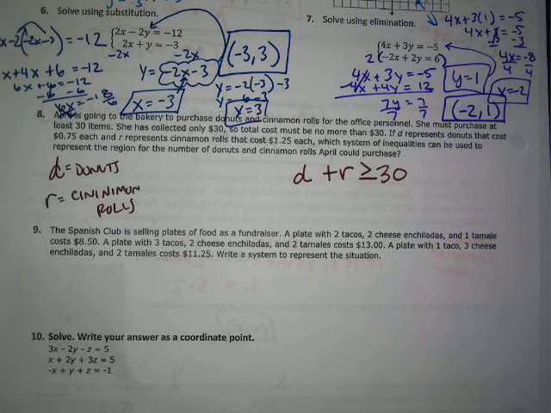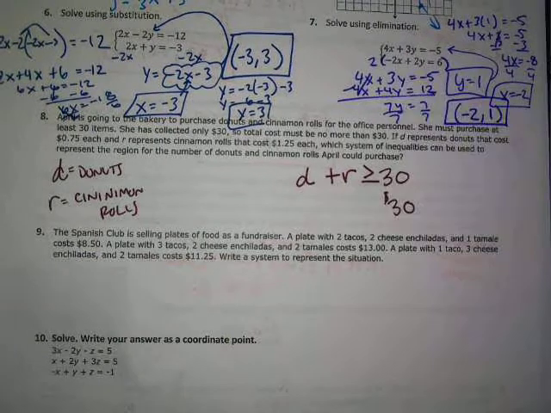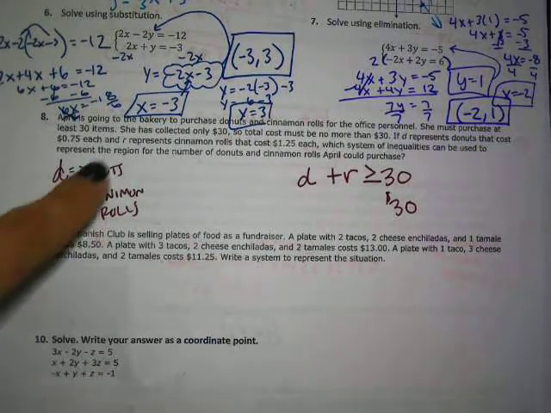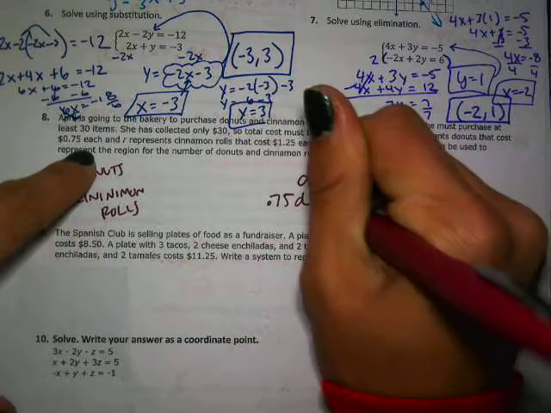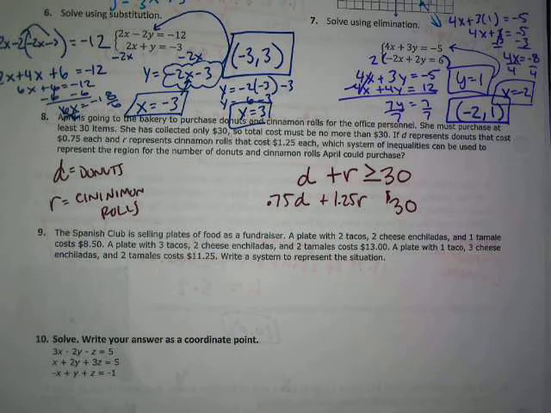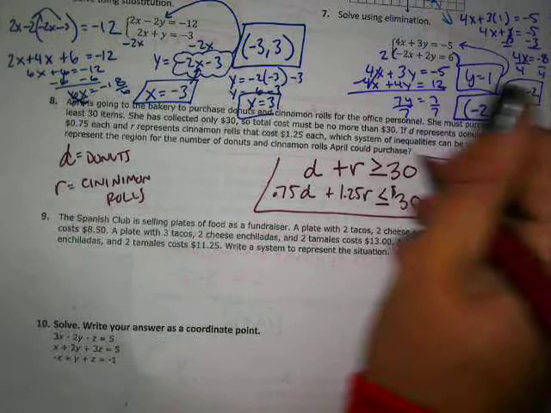Okay? She has collected only $30, so we only have $30 to spend. And donuts are 75 cents each. Rolls are $1.25 each. And since I only have $30, we're never going to get bigger than $30. Your alligator is going to eat $30. She can't ever get bigger than $30. And that's all you had to do on this one.